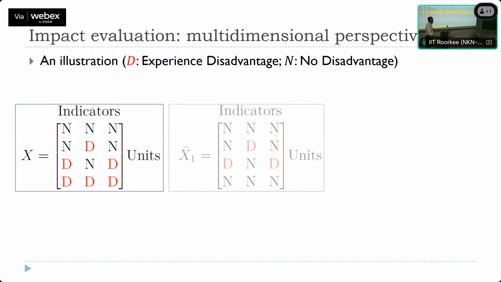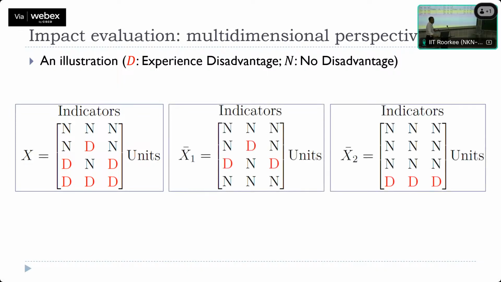So let's look at these three distributions. Now you have seen them again and again, but still, I would like to remind you. D represents disadvantage, or you can say deprivation, N represents no deprivation. So you have four people, and then you have this indicator. Suppose you start with X. You can see the first person faces no deprivation, second person faces 1, third person faces 2, fourth person faces 3.